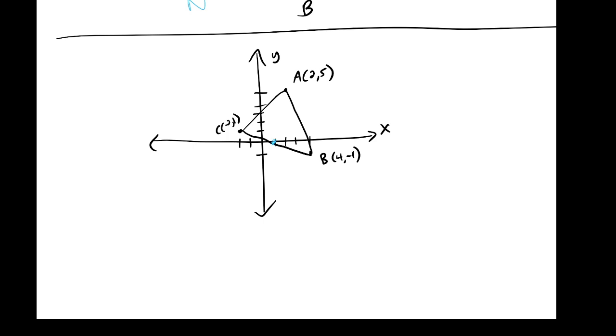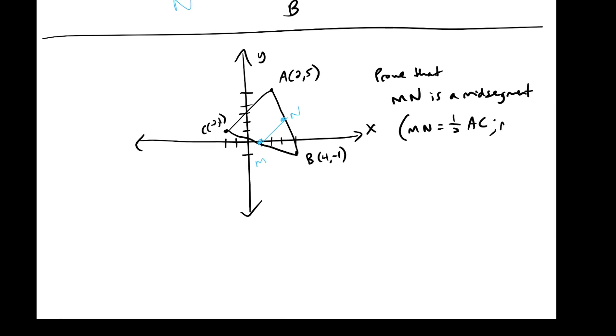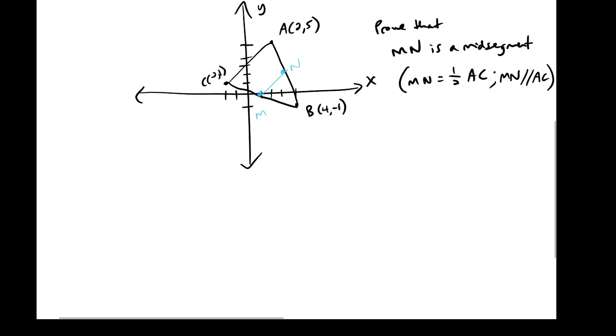Being here and here. We'll call this MN. What we're going to do is prove that MN is a midsegment. In other words, that it is 1/2 of AC, and also that it is parallel.